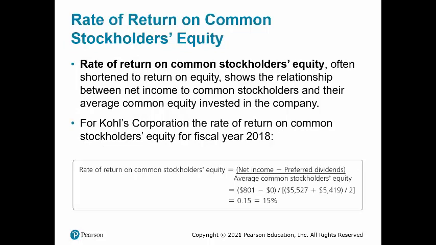The last ratio we're going to look at is the rate of return on common stockholders' equity. And it's often shortened to the name just return on equity. And what it shows is the relationship between net income to common stockholders and their average common equity invested in the company.